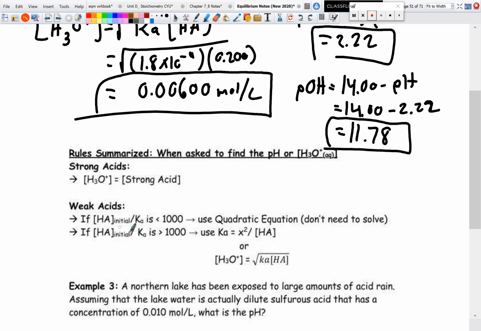If the concentration of the acid over the ionization constant is less than 1000, we use the quadratic equation, and as I have right here, do not solve the question if that is the case. Just leave it blank. Say quadratic required, do not need to solve. If we have the assumption check greater than 1000, we use this and solve for pH and or pOH. So that leaves example 3, 4, and 5. I want you guys to try on your own.